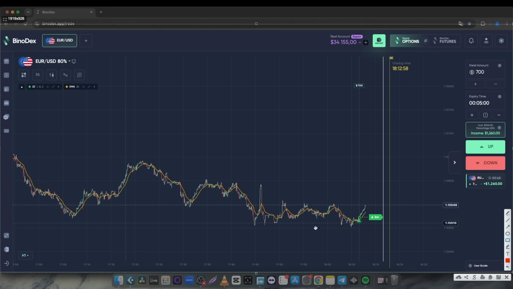Guys, now I want to show you the logic behind entering this trade. Pay attention to the key support area. Buyers are accumulating in this zone, and the price is bouncing back from the last low.